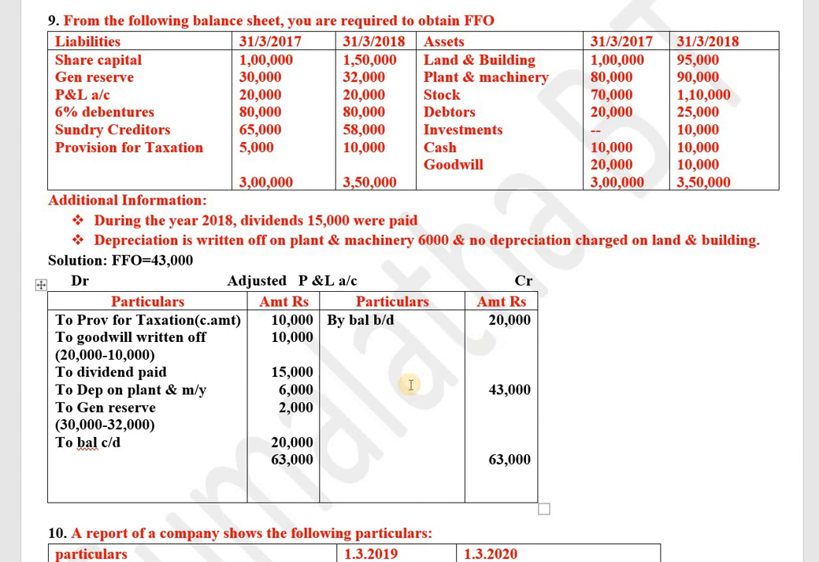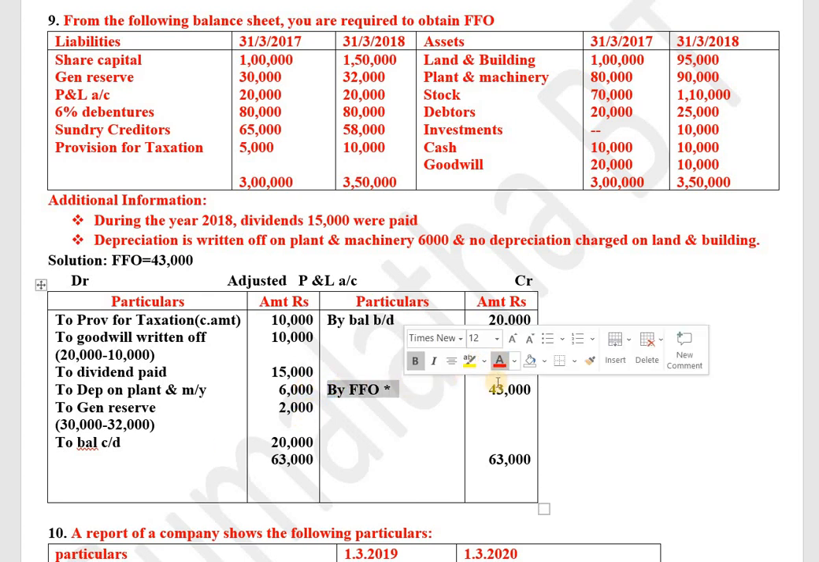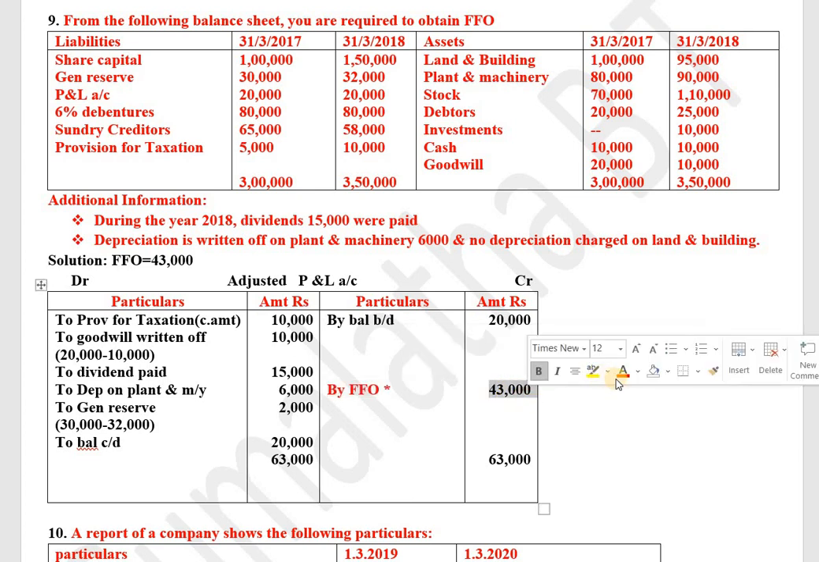What is this 43,000? That is funds from operation. That is what we have found out in this particular problem. So this is the funds from operation which we have calculated. Right? I think these problems are very simple. They give the same things generally to us. So we have to be in a position to find out what exactly they are asking.